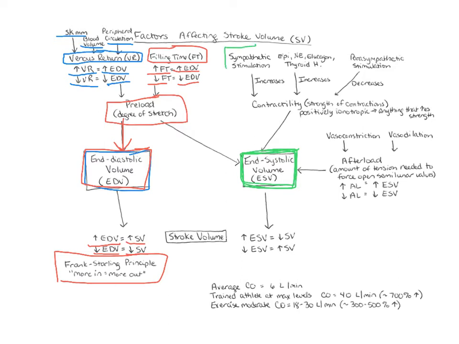First, we have sympathetic stimulation. Sympathetic stimulation is going to increase contractility of the ventricle. The sympathetic nervous system is that fight or flight, so it's going to increase the strength of the ventricle contraction.